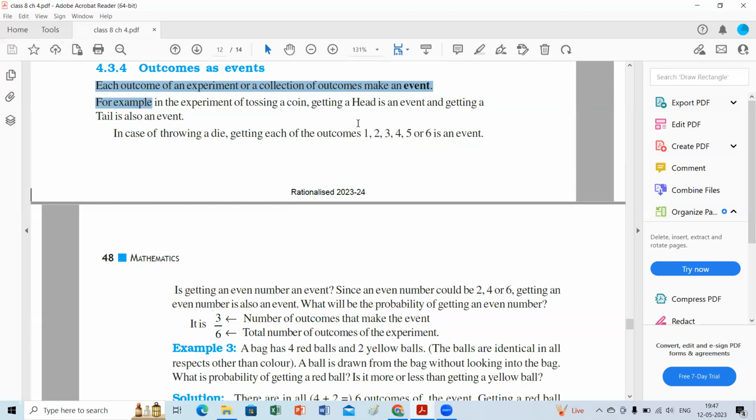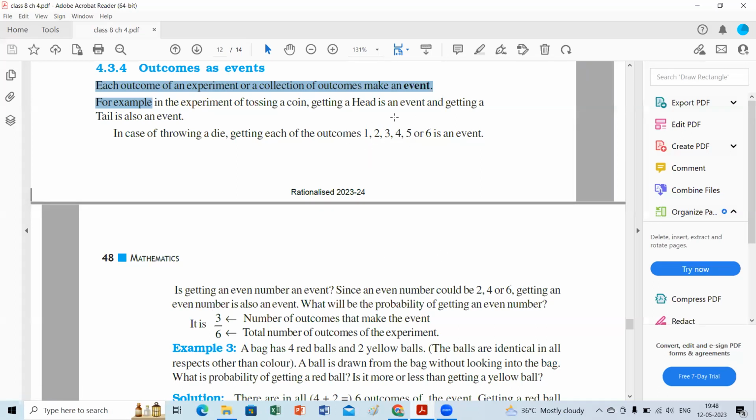Sriram, you listen here. Probability of getting prime numbers. What are the prime numbers among 1 to 6? 2, 3, 5. What are prime numbers? Divisible by itself and 1. Very good.